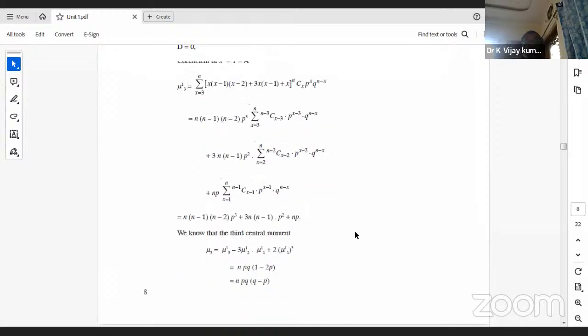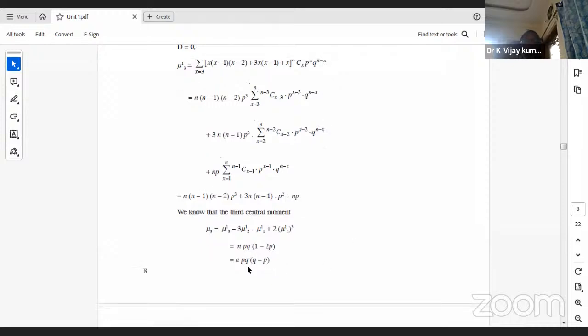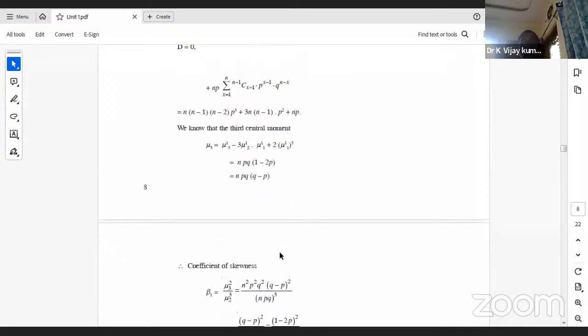We know that the third central moment mu 3 equals mu 3 dash minus 3 mu 2 dash mu 1 dash plus 2 mu 1 dash whole cube. Therefore we are writing npq into (1 minus 2p), which we can write as q minus p.